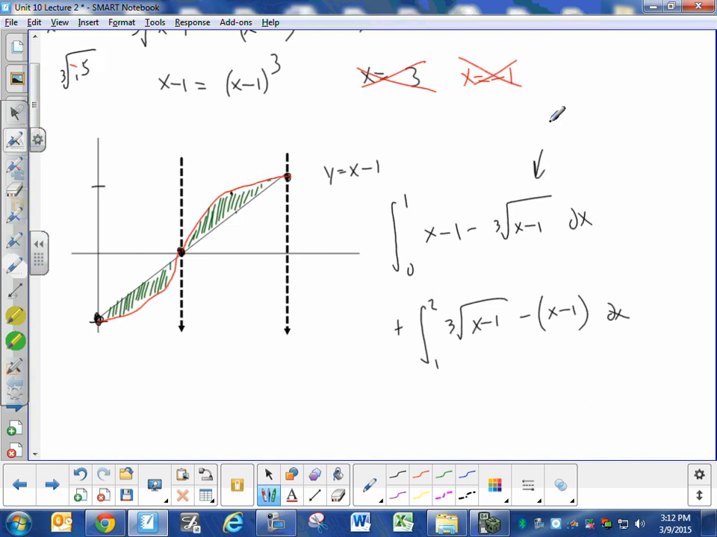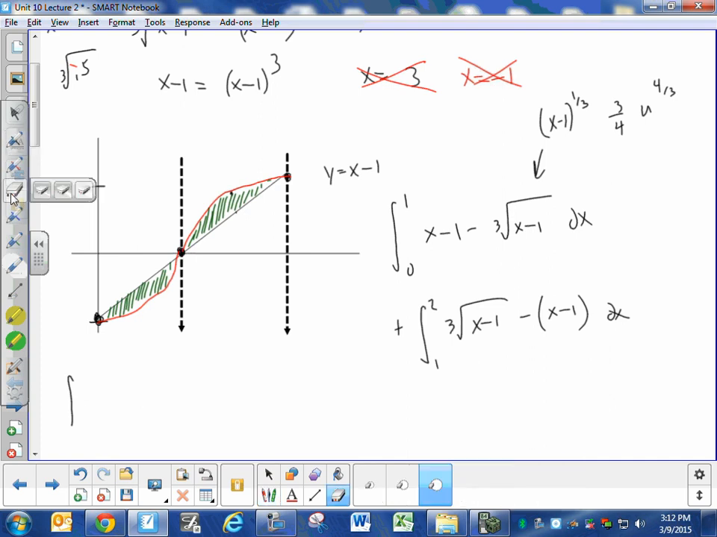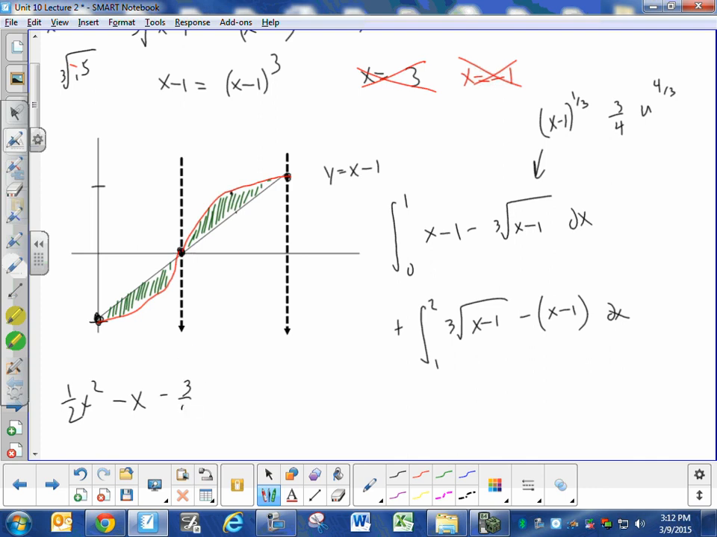So this is the same as x minus 1 to the 1/3. If I took the antiderivative, you'd use u substitution, but it wouldn't really make a difference. You'd end up with just u to the 4/3 times 3/4. So that's the antiderivative of that. The antiderivative of x is 1/2 x squared. Antiderivative of 1 is x. And then the antiderivative of this will be negative 3/4 times x minus 1 to the 4/3.